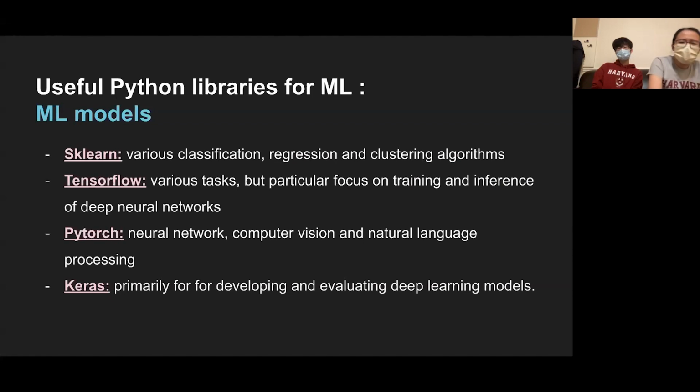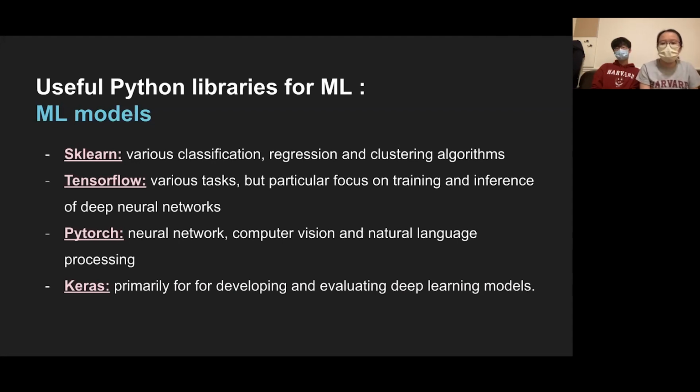So in terms of ML models, there are a lot of built-in libraries. You can also build your own ML model from scratch in Python, which actually increases your understanding of the model itself. But if you want to save time, if you just want to use the model itself, there are a lot of built-in libraries. For example, sklearn is a very good library for beginners. There are various classification, regression, and clustering algorithms that we can just use.